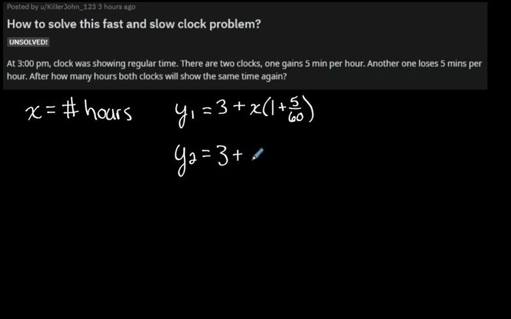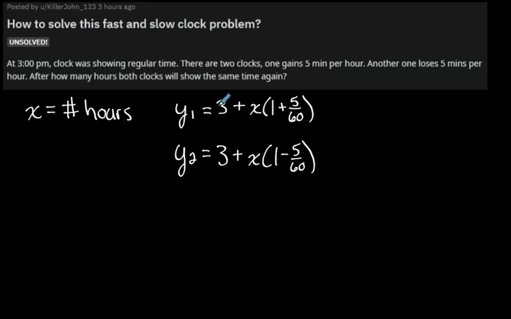Now for the second clock, it is also going to go forward an hour, but instead of adding 5 minutes, we're going to subtract 5 minutes, because it's a little bit slower than the other one. And so there's one last thing we have to do here. Clocks don't just keep on counting forever, because if they did, these two clocks would never show the same amount of time, because these two functions are linear.